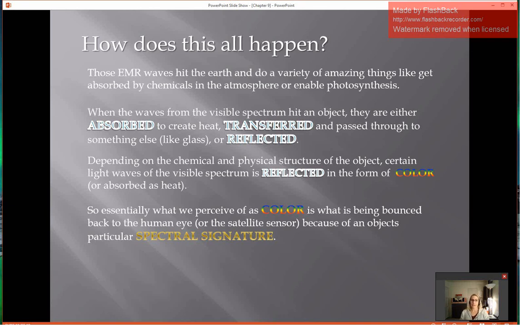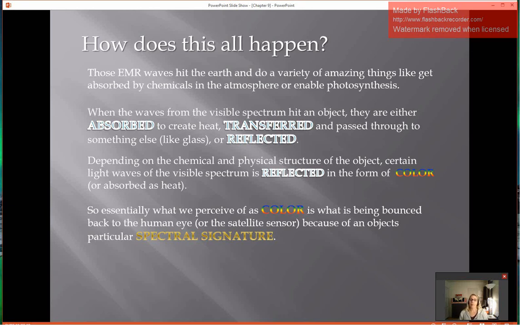Depending on the chemical and physical structure of the object, certain light waves of the visible spectrum are reflected in the form of color, or they are absorbed as heat. This is why black things get very hot, because they're absorbing all light, whereas white things tend to stay cooler. They're reflecting all of the light. Next time you're out, you can run this test with cars. If you have several different cars around you in the open sunshine, middle of the day, and put your hand on each one, you could actually feel a variation in the temperature.